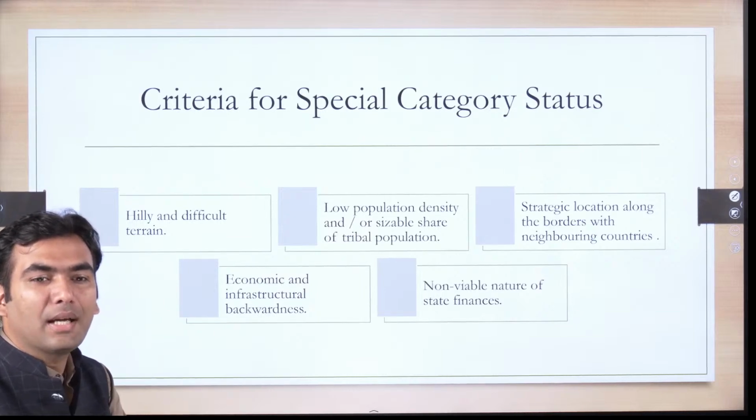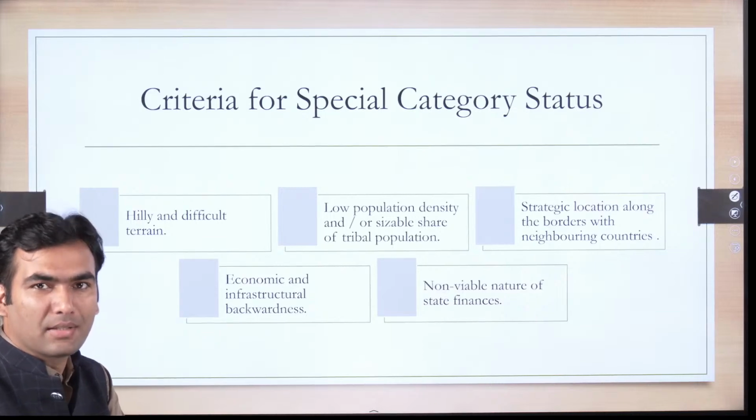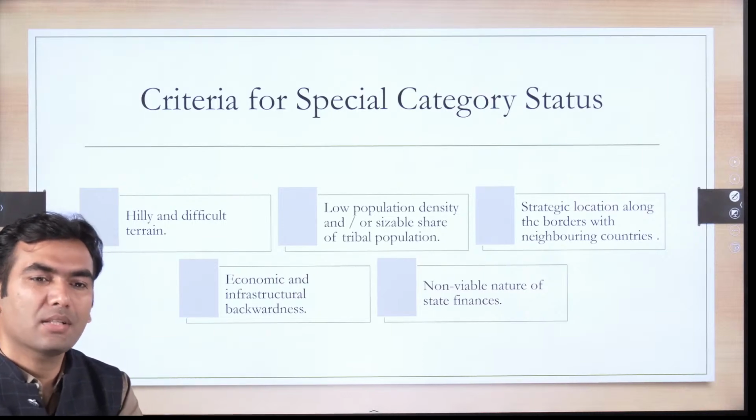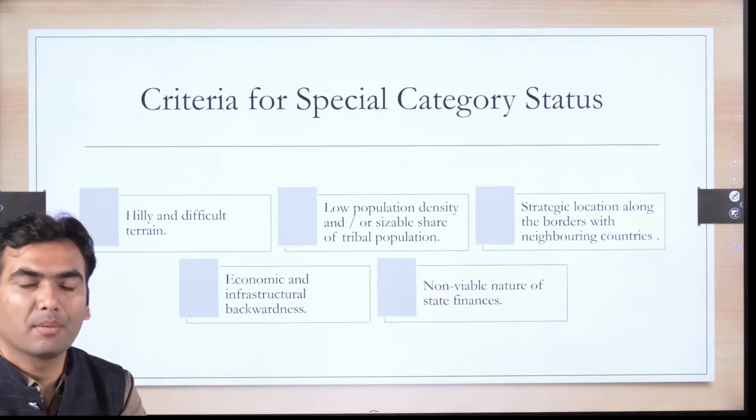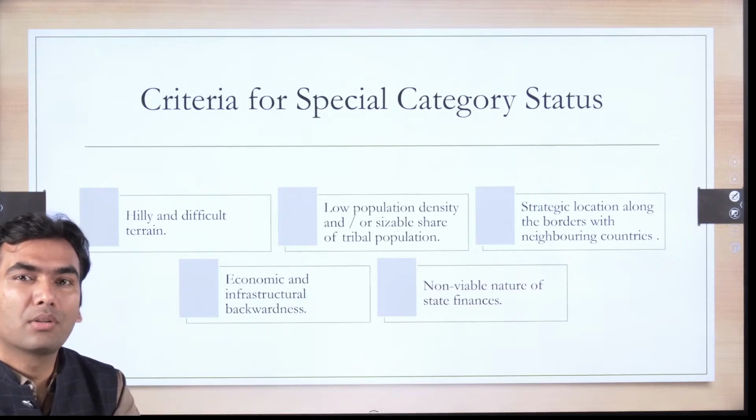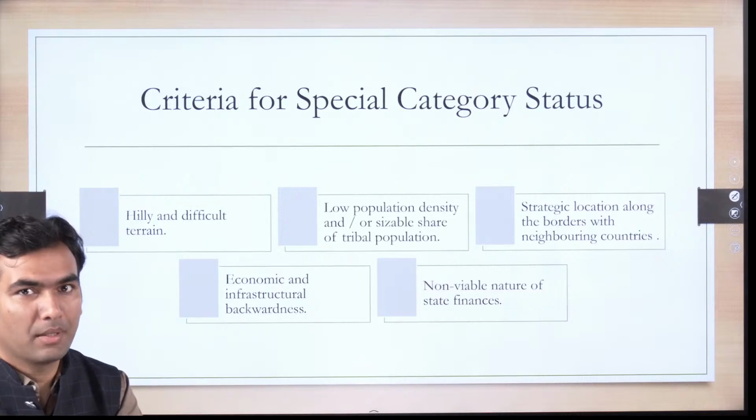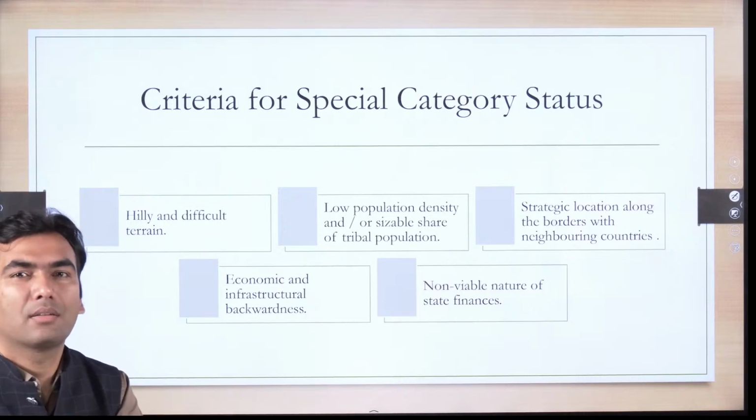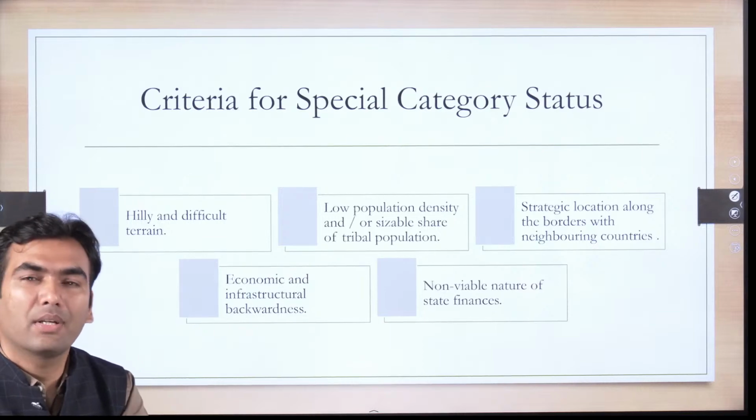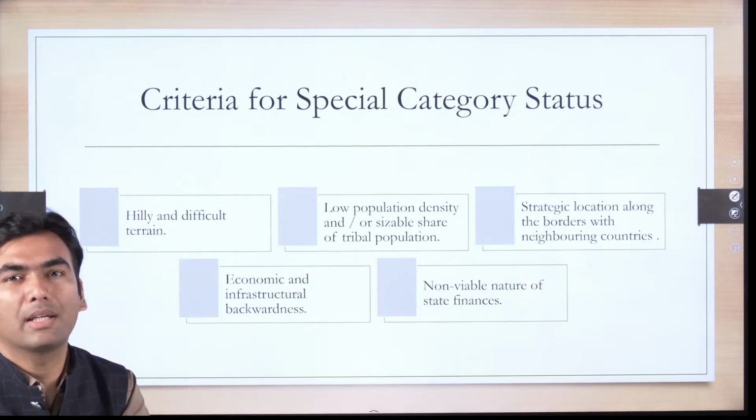What does hilly and difficult terrain have to do with a special category status? So see, the logic of a special category status is something which was first proposed by the Planning Commission. And the Planning Commission, when it used to be a very powerful body, used to decide the grants that would come from the Center for planning and development, and it felt that these states are not on par with other states when it comes to development because of their hilly terrain.